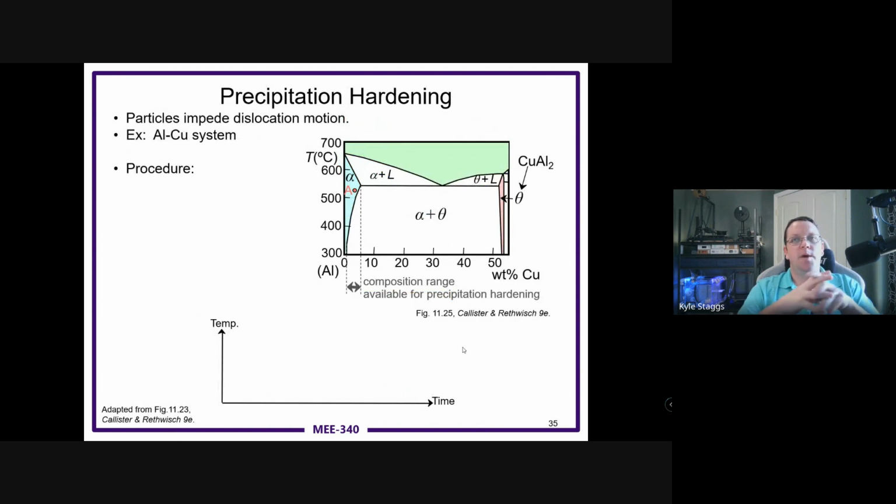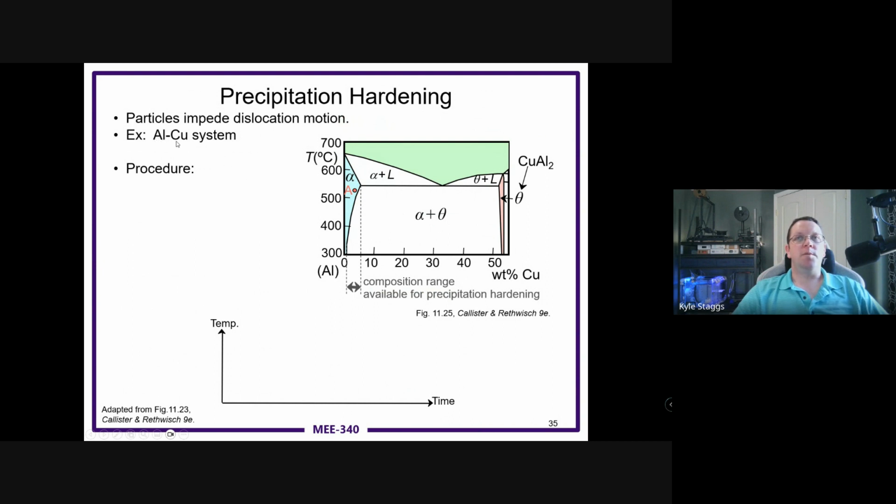And there's another mechanism in there too called precipitation hardening. This is thinking in terms of the molecular structure, particles impeding dislocation motion. So we'll try and show an example of what that looks like, because there are some examples of those.